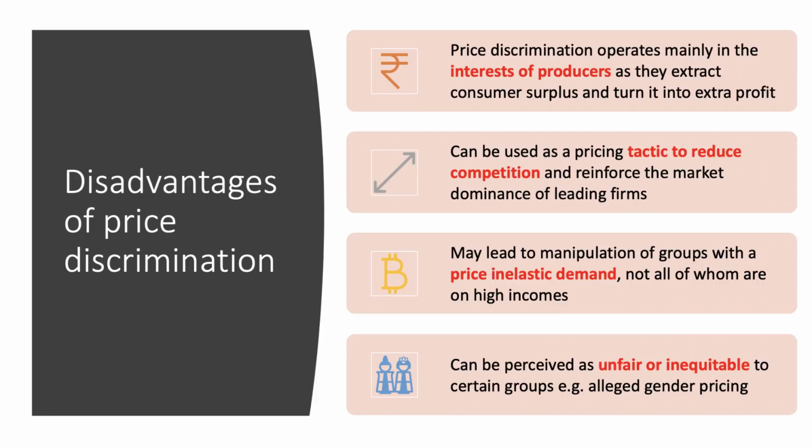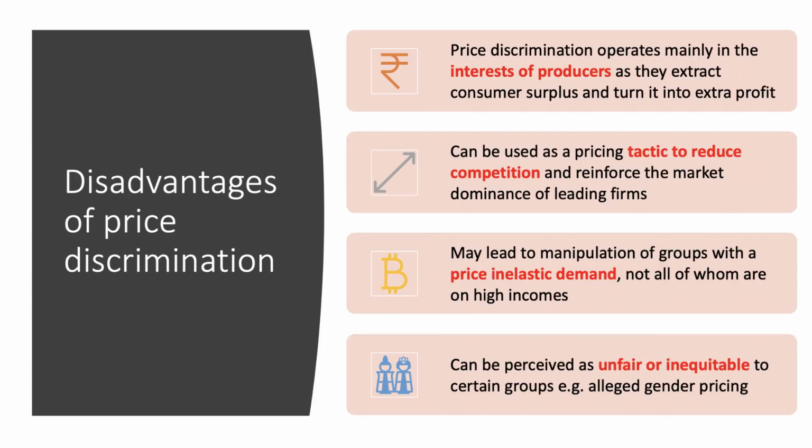First argument is that price discrimination basically allows producers to make more supernormal profit. It operates in their interests mainly, and they're extracting consumer surplus and turning it into extra profit. So it's mainly in the interest of producers. A linked point, a second point: price discrimination can be used as a pricing tactic to effectively reduce competition and reinforce the market dominance of existing firms, who can then make bigger monopoly profits in the long term.